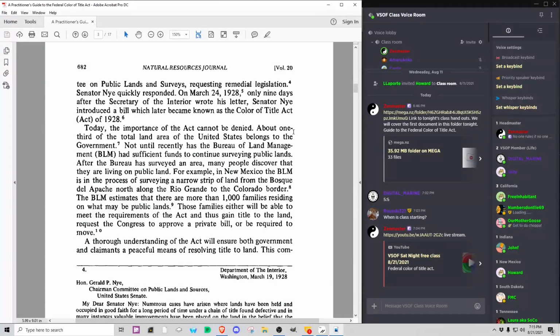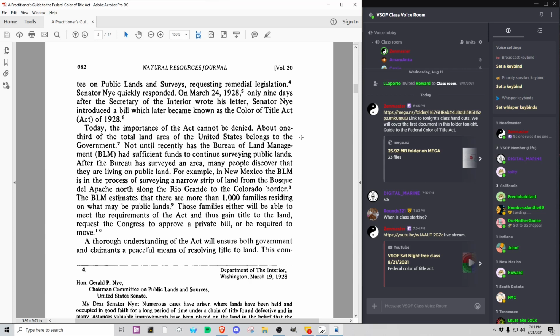Okay, so today the importance of the Color of Title Act. So only 9 days after he wrote the letter, they introduced the bill, which became known as the Color of Title Act. Today the importance of the act cannot be denied. That's attorney speak for we like it. About 1/3 of the total land area of the United States belongs to the government. Actually, it doesn't belong to the government at all. It belongs to the people as a whole, because the United States of America is a trust.